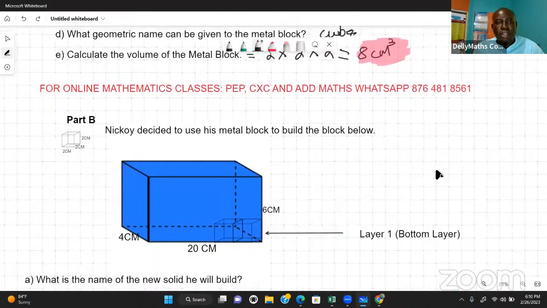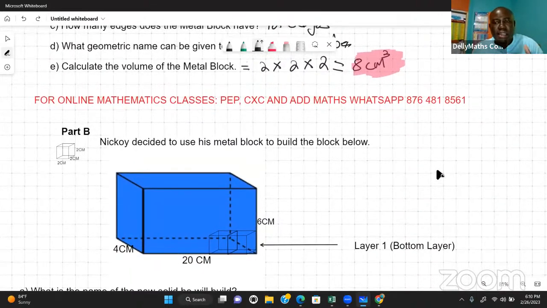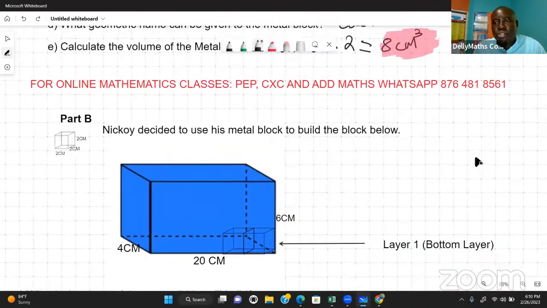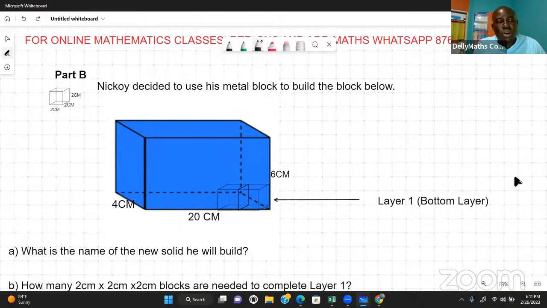All right, let's go further now to see what else they're referring to here. Let's look at part B. So we're now in part B. What is part B dealing with? Part B says that Nikoi decides to use his metal block to build the block below.